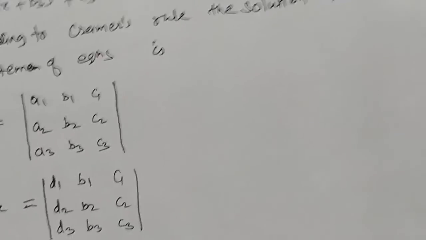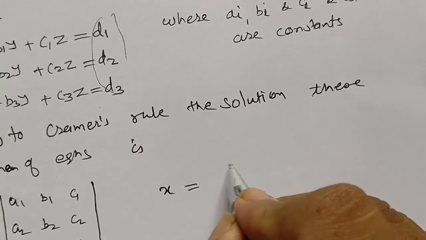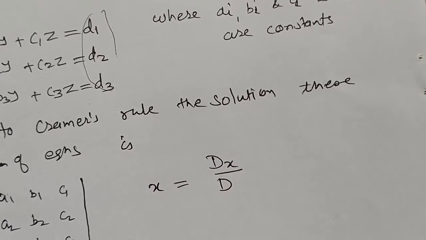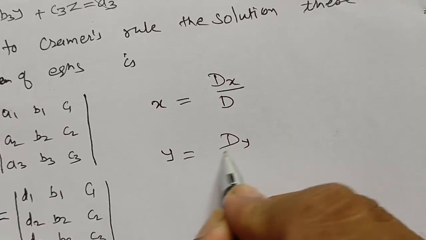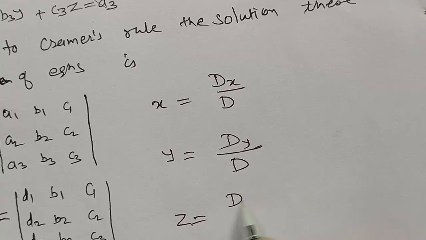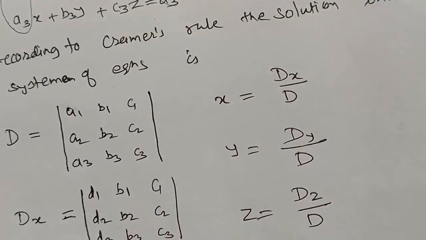Now according to Cramer's rule, x is equal to dx upon d, y is equal to dy upon d, z is equal to dz upon d, where d is not equal to 0, otherwise we won't get a solution. So this is called Cramer's rule.